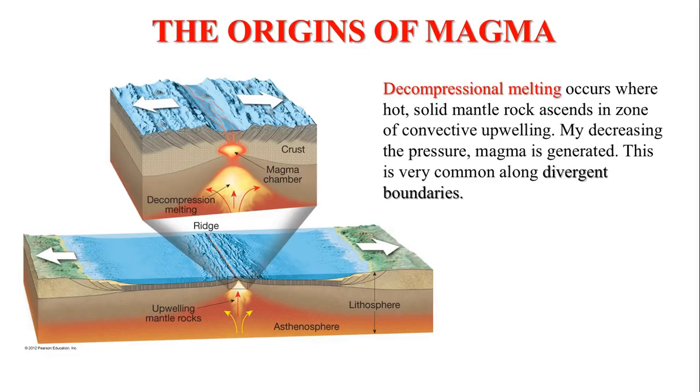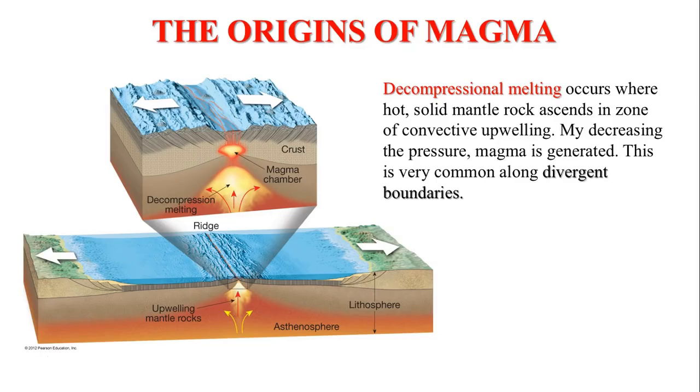This is called decompressional melting. Basically what you're looking at here is decompressional melting. It's when solid mantle rock is moving upwards. So what you'll see down here is this rock moving upwards. As it moves upwards, the pressure is decreasing. Once you decrease that pressure, what ends up happening is it's still hot.